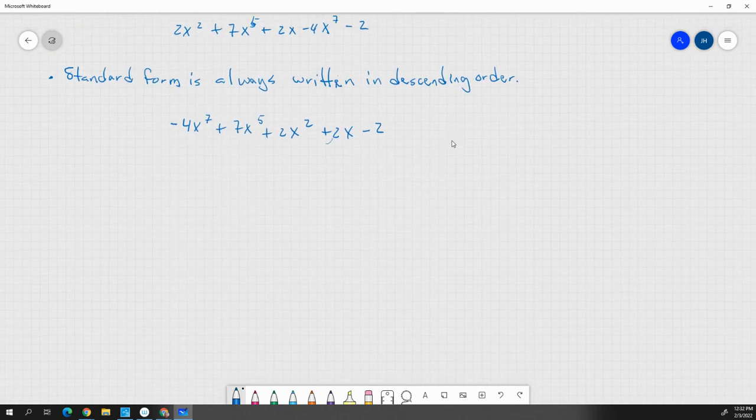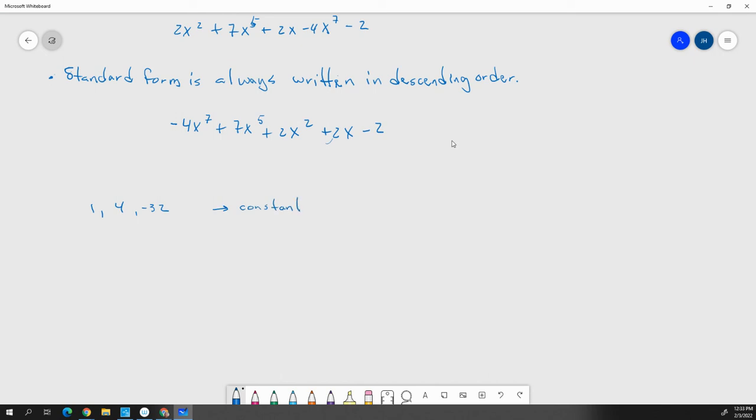If I have just a number, like 1, 4, or -32, any standalone number with no variable, we consider that to be a constant. And we kind of call it degree 0, but it's really not to the power of 0, because otherwise it would just equal 1, right? Remember, anything raised to the power of 0 equals 1.